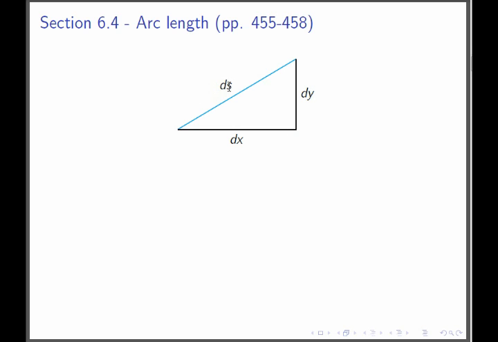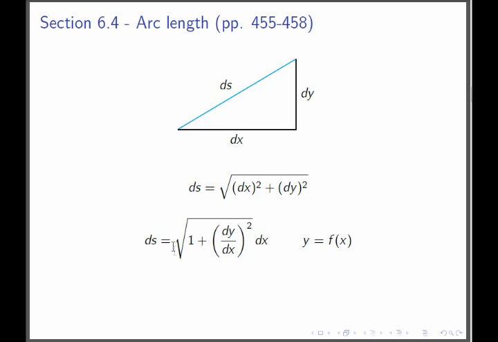And by the way, s is the traditional letter used to describe arc length for some reason. I'm not sure why, but it is, so we'll use that convention. But now using the Pythagorean theorem, I can write down ds equal to the square root of dx squared plus dy squared. Now, to get a more useful form, what I can do is factor out dx squared from this square root, and I get this expression. ds is equal to the square root of 1 plus (dy/dx) squared, dx. This dx is outside of the square root.